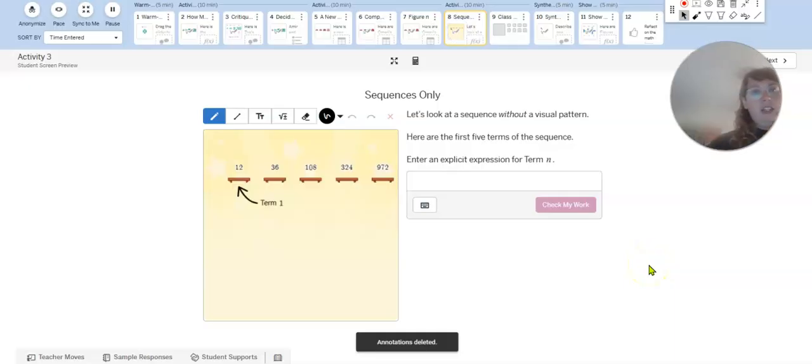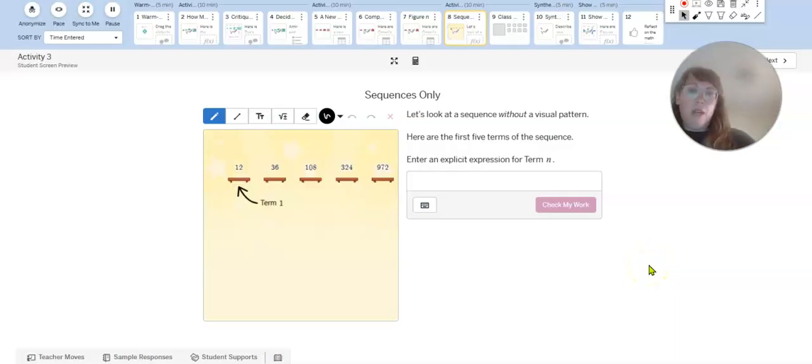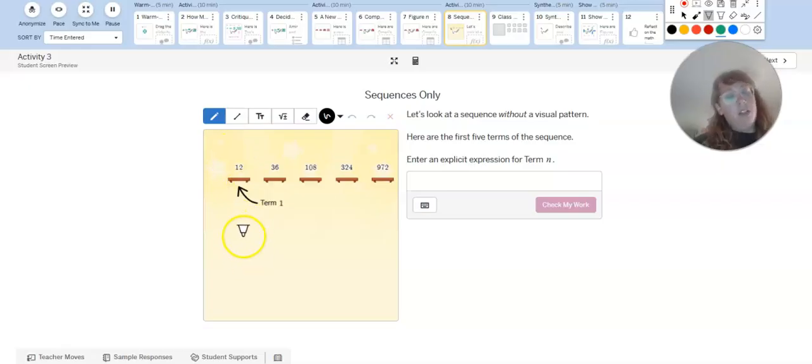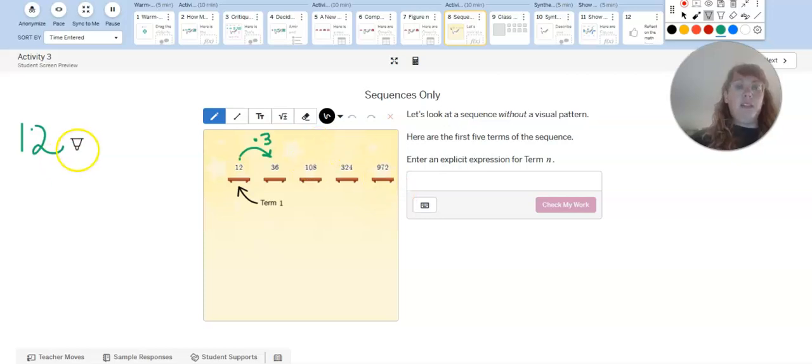Figure 8. Let's look at the sequence without a visual pattern. Here are the first 5 terms. Write an explicit expression for term n. So let's do it starting with term 1 first. So we start with 12. These numbers are jumping up pretty quickly. So we have a multiplier. 12 times 3 is 36. 36 times 3 is 108, and so forth. So we are multiplying by a constant ratio of 3.